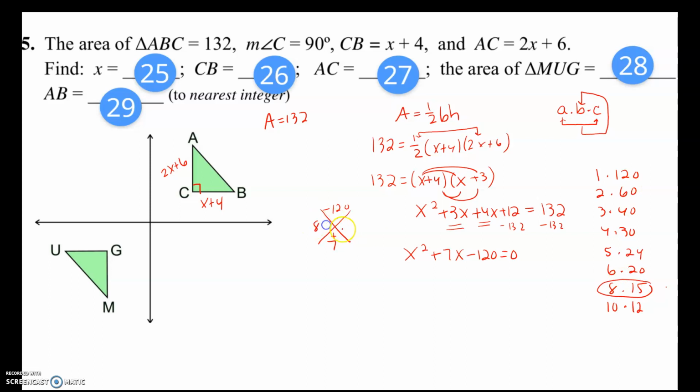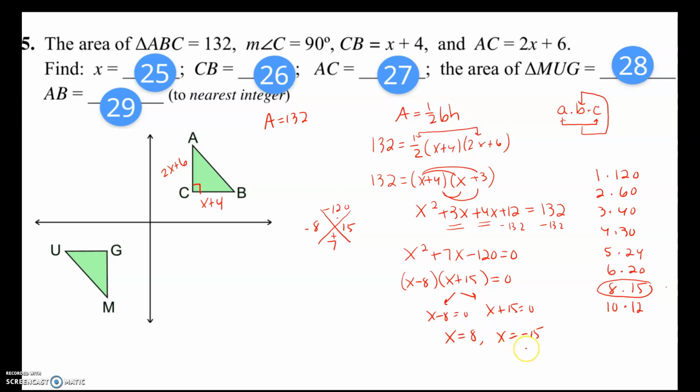So I'm going to use 8 and 15, but I have to figure out which one of these is going to be negative, so that way when I multiply, I get negative 120, but when I add, I get a positive 7. So I want more positives, which means I'm going to have negative 8. So I know that this factors to be x minus 8 times x plus 15, and this is equal to 0. So 2 equations, I'm going to get x minus 8 equals 0 or x plus 15 equals 0, which means x is equal to 8 and x is equal to negative 15.